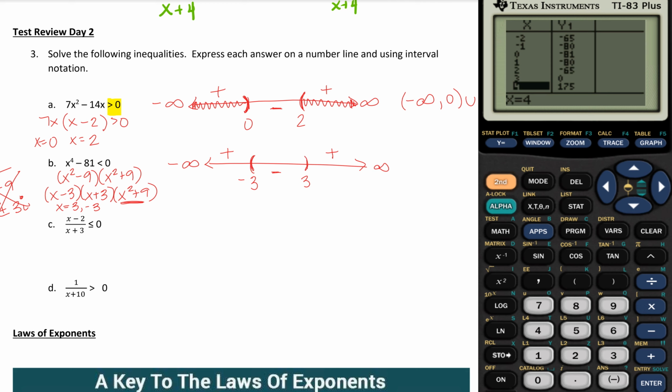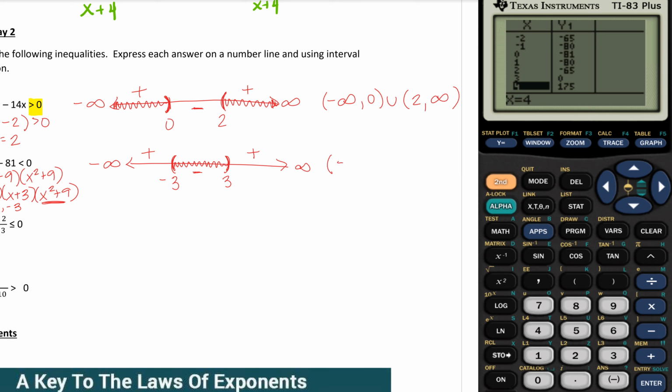And because it is just less than, I know I'm going to have parentheses, and I'm going to fill it in on my number line. And then, of course, whenever I go to write it, it's from negative 3 to 3 with parentheses.